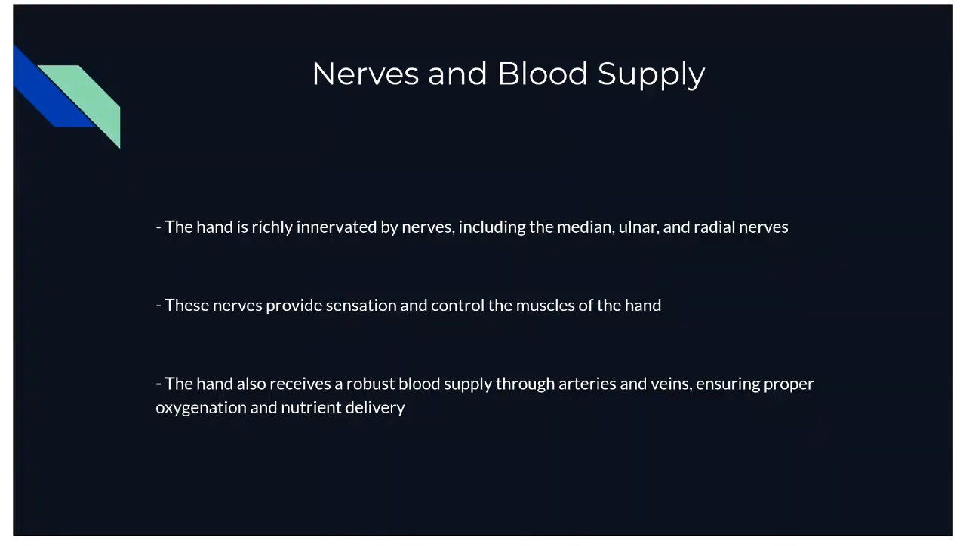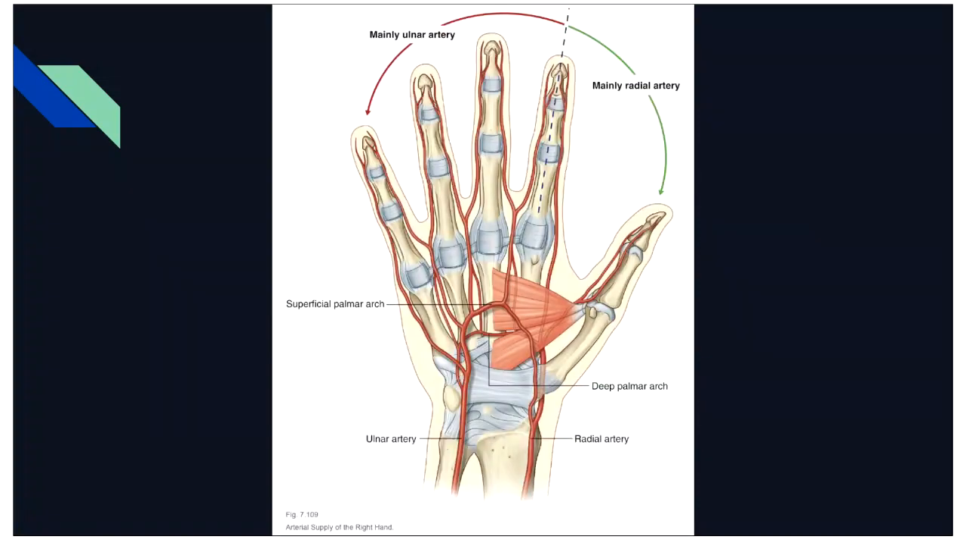Nerve supply. The hand is richly supplied with nerves. It includes the median, ulnar, and radial nerves, for sensation as well as muscle control. The hand also receives a robust blood supply through arteries and veins, ensuring proper oxygenation and nutrient delivery. So know how these blood vessels course. It might also be helpful to know anastomoses. You have the ulnar and the radial, the radial artery running with the radius.